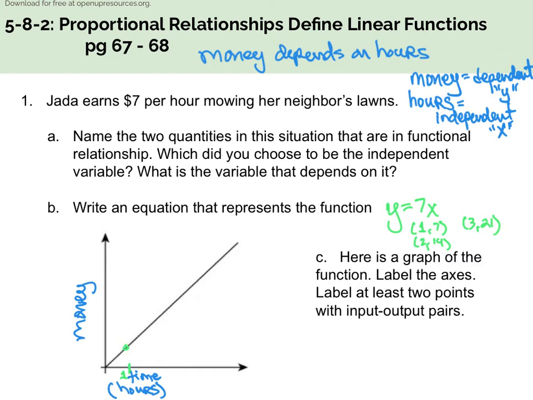So this point here is 1 comma 7. Let's do this one as 2 comma 14. And let's do this one as 3 comma 21. You didn't have to do 3 of them. I just did them, but at least 2 or more. And these are our inputs and our outputs.